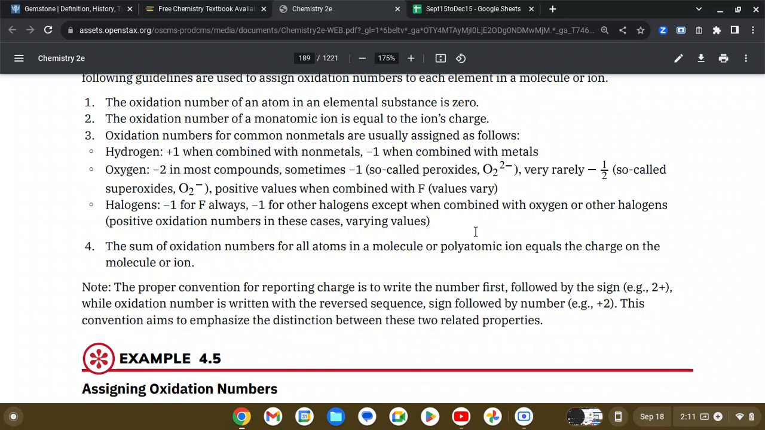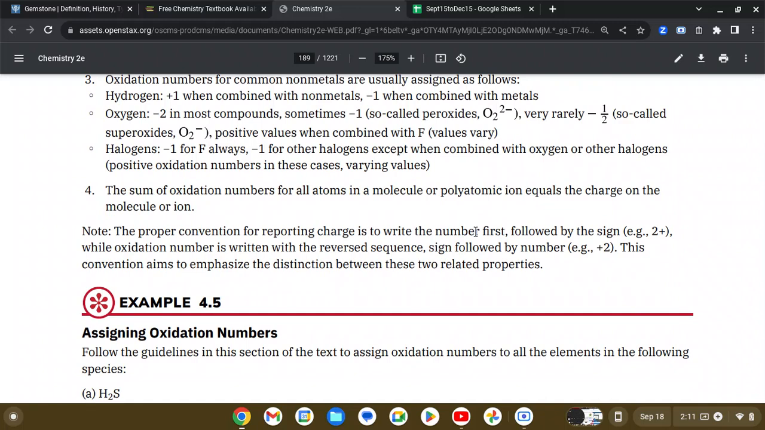4. The sum of oxidation numbers for all atoms in a molecule or polyatomic ion equals the charge on the molecule or ion. Note, the proper convention of reporting charge is to write the number first, followed by the sign, while oxidation number is written with the reverse sequence, sign first, followed by number. This convention aims to emphasize the distinction between the two related properties.